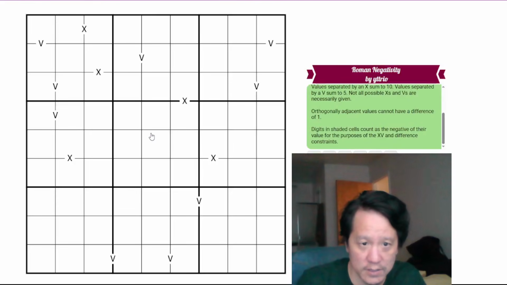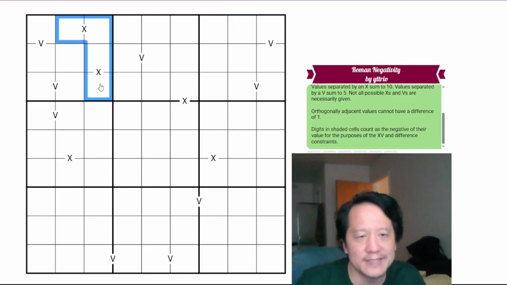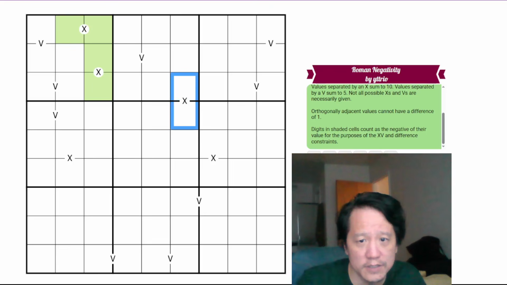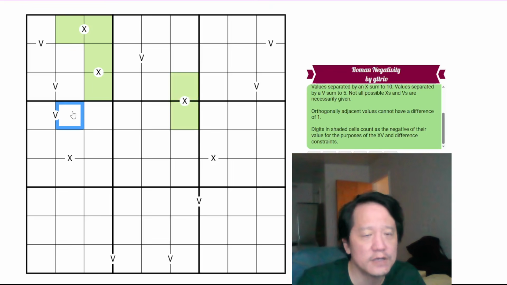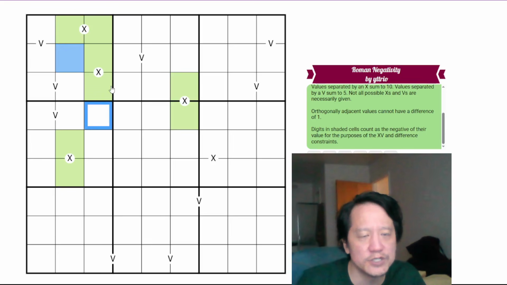Let's go. Okay. That means any two digits adding up to 10 cannot be shaded. So these are all unshaded. These are all unshaded. This is a 2, and all the 10s have to be unshaded. We have a 2x2 area that's all unshaded, so this must be shaded.